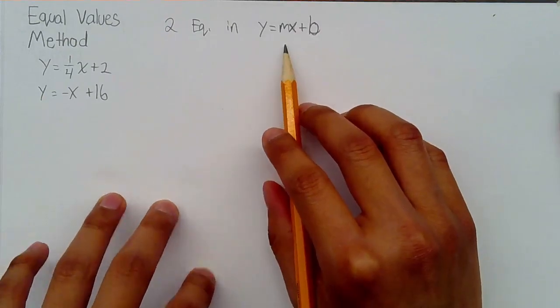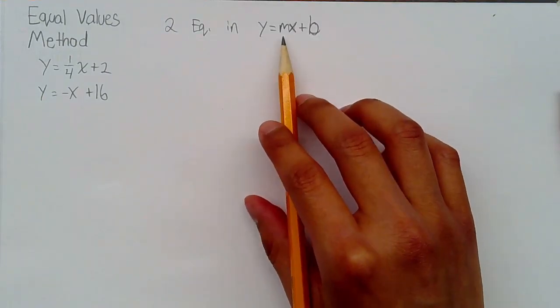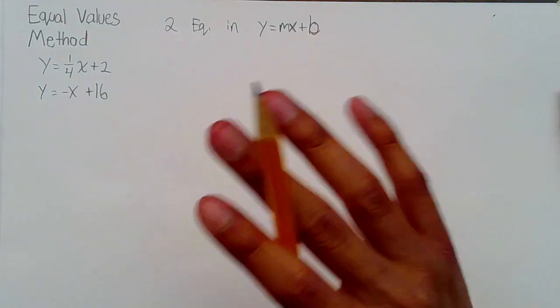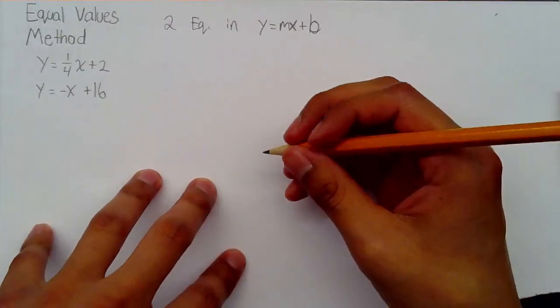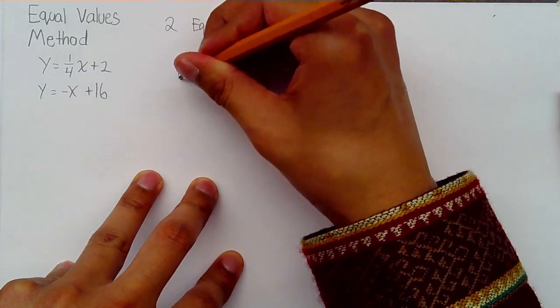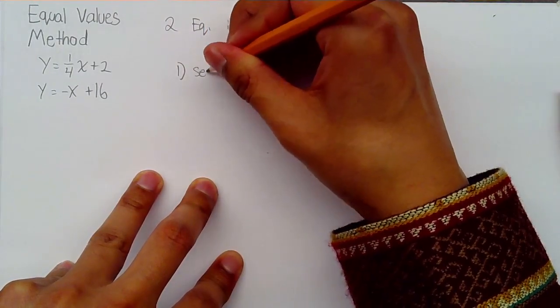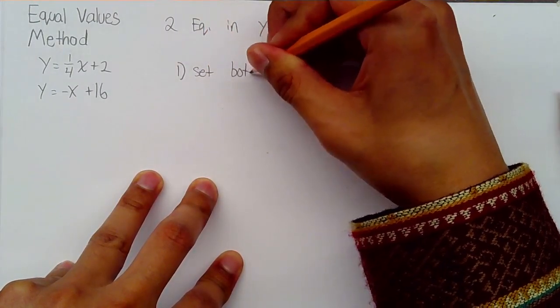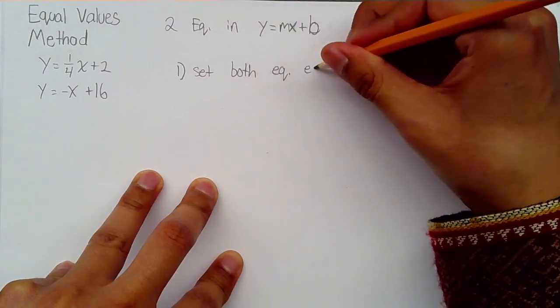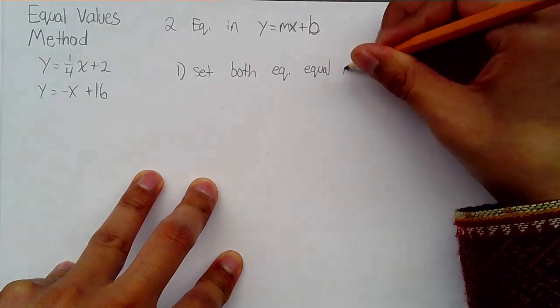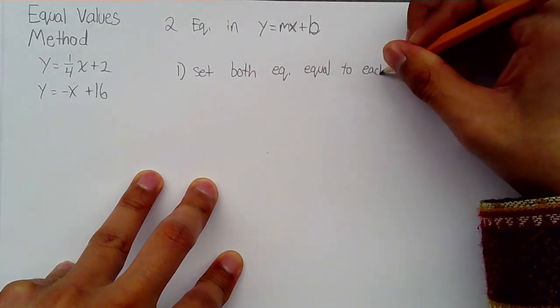So if you have two equations of the form y equals mx plus b, then you're going to love the equal values method. It's going to be great. The first step is to set both equations equal to each other. Now, what the heck does that mean?